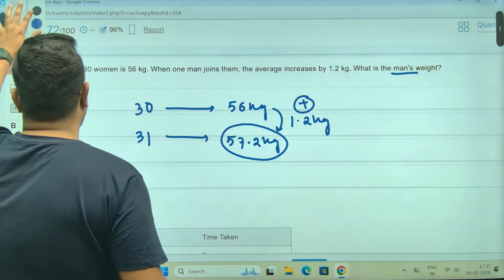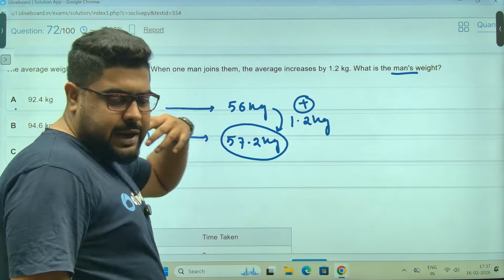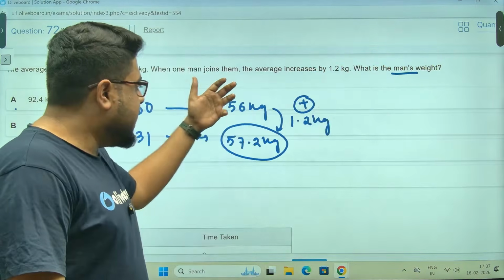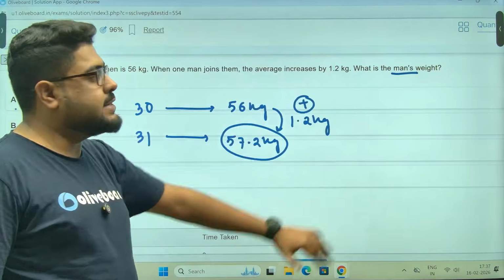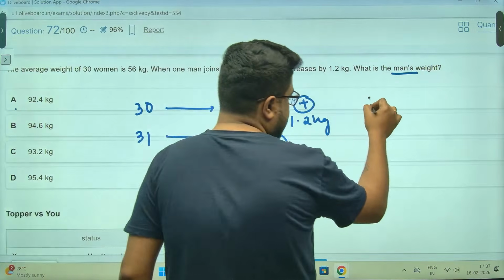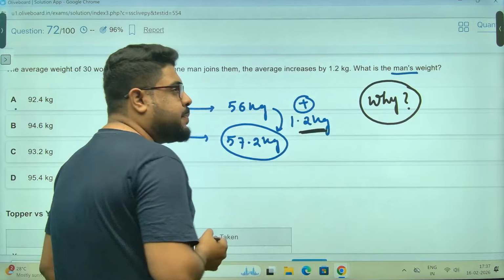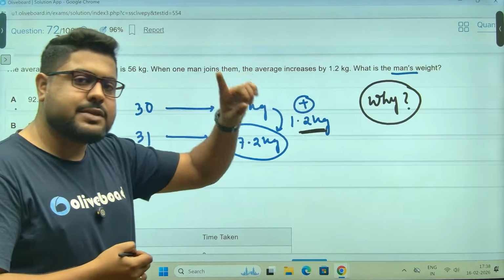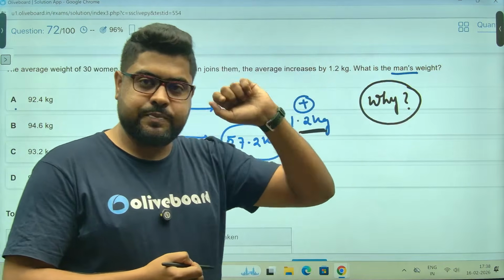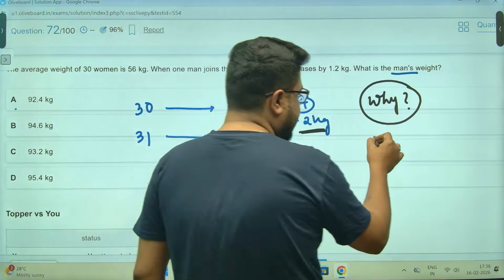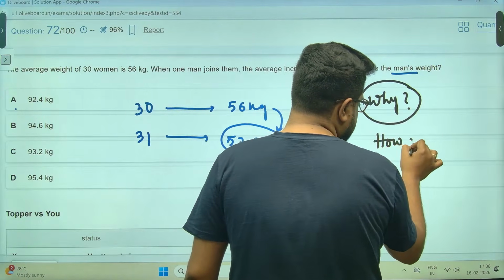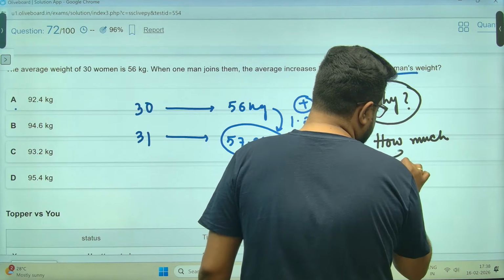Sir, how to find it? Again, I told you, either you can blindly go for the formula or you understand. Always ask yourself three questions. First question, why? Why did the average weight go up after the man joined? The answer: the man was heavier. Second question, heavier by how much?